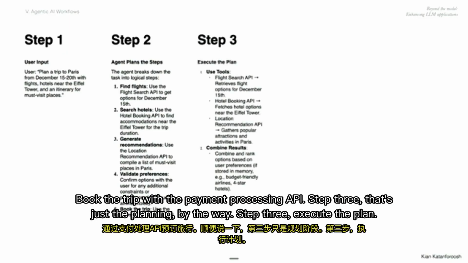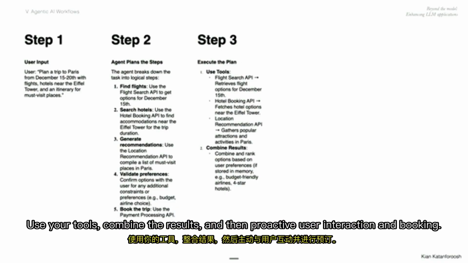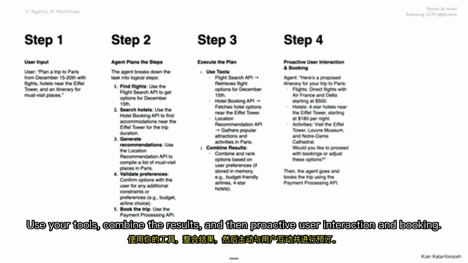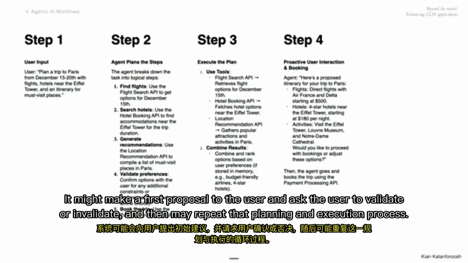Step 3, that's just the planning, by the way. Step 3, execute the plan. Use your tools, combine the results, and then proactive user interaction and booking. It might make a first proposal to the user and ask the user to validate or invalidate, and then may repeat that planning and execution process.